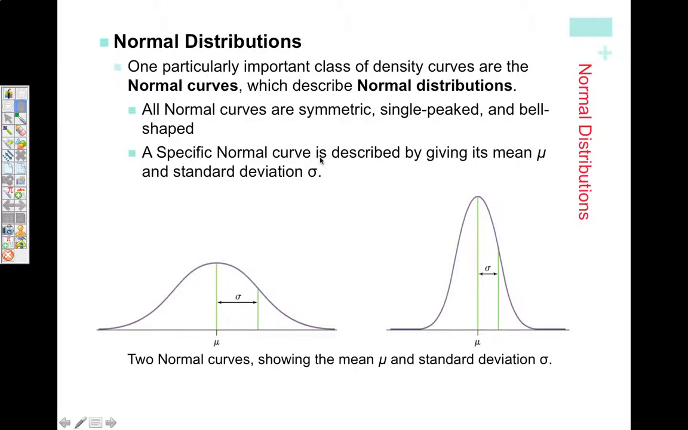A specific normal curve is described by giving its mean and its standard deviation. What that says is where the center of the bell is going to be, and how spread out the edges of the bell are going to be. So here are two normal curves. They have different means and different standard deviations. Notice for the smaller standard deviation, the bell is taller and skinnier, while for the bigger standard deviation, the bell is shorter and flatter. That's going to be the case because the area underneath them is always going to be 1. Remember, it's a probability distribution.